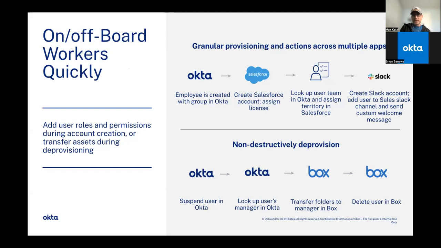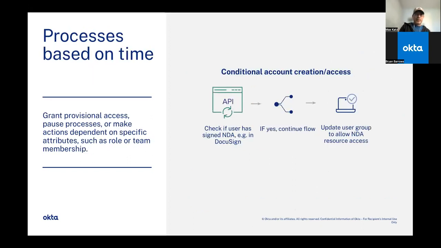So a person gets suspended in your organization, then you look up who their manager is, and then you transfer all their resources. In this case, it's Box, but of course it can be Google, it can be Microsoft, and any other resources really. You transfer to their manager perhaps, and then you can delete the user and so on. And again, you can do this all in a visual way without writing any code. All right, let's look at another example.